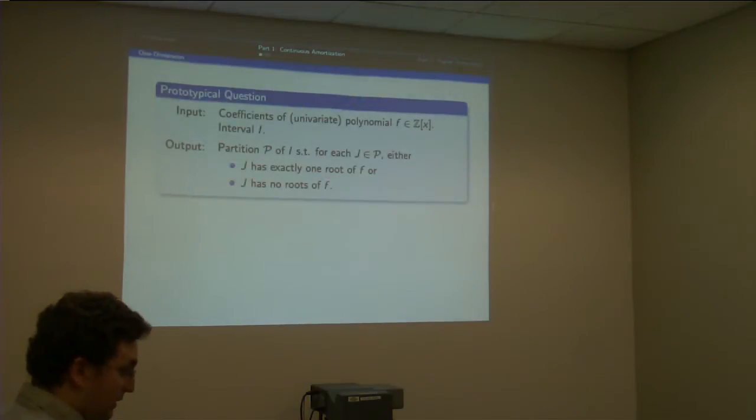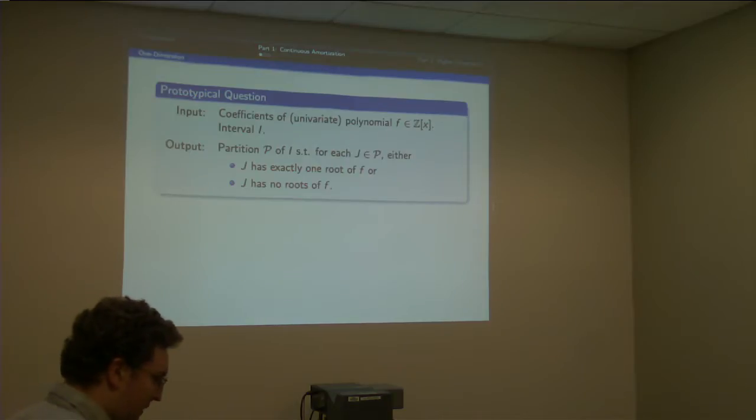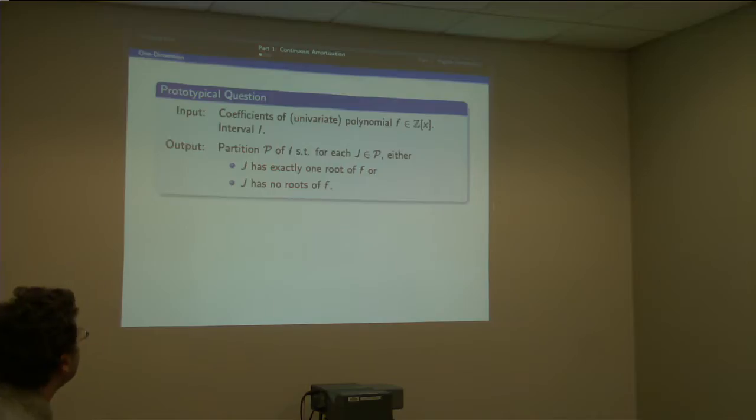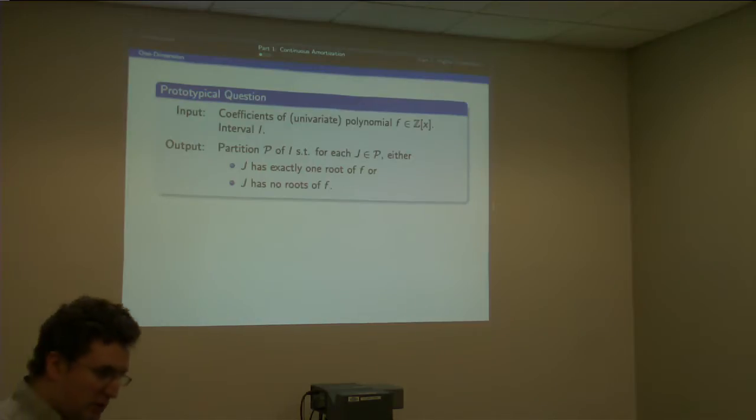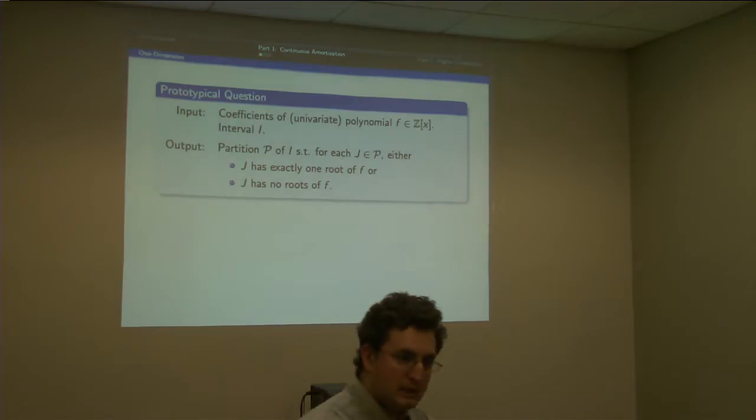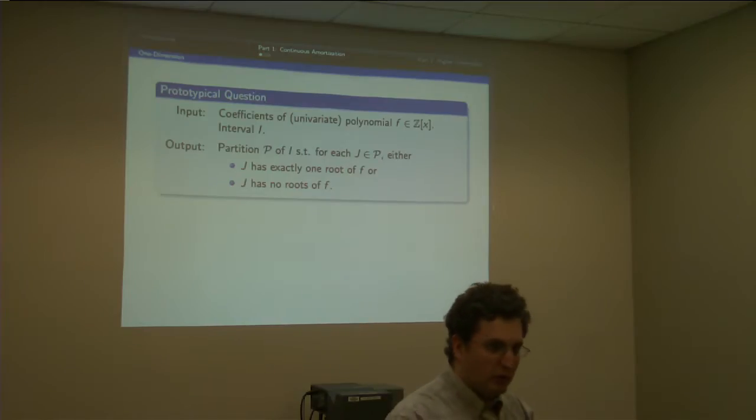So we saw that picture at the very beginning. That was a two-dimensional problem. Let's bring it down to one dimension. Let's say that we want to isolate the roots of a univariate polynomial. So f is going to have, say, integer coefficients, and we have our initial interval, and we want to split it up into pieces. Each piece either has one root or no roots.